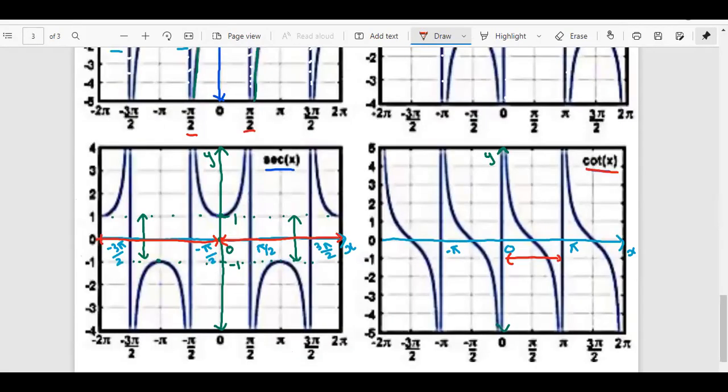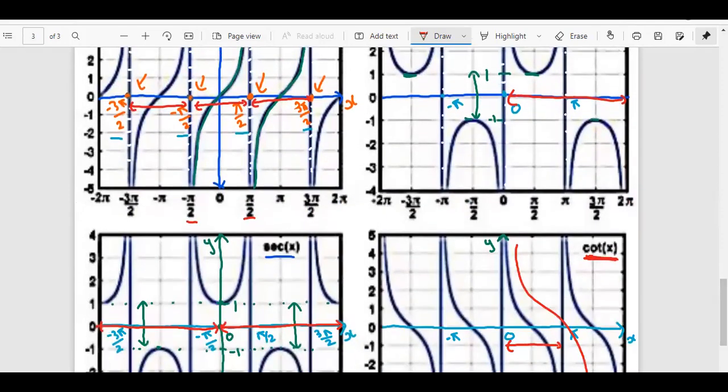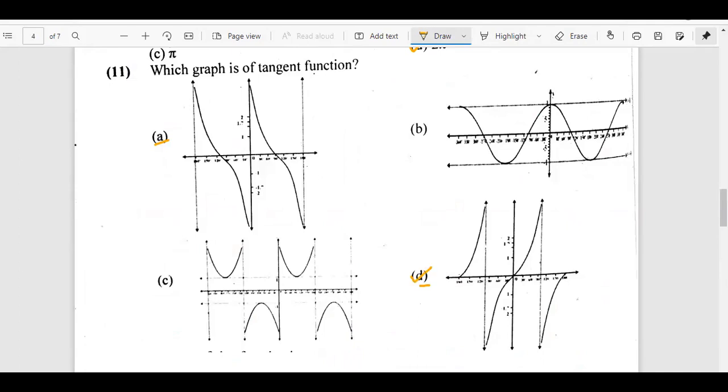So I'll show you. D is basically for cot, okay? For D, the range is going, the bar is going this way. And when we talk about tan, it's going this way. So this is the difference which you need to understand, right? Yes. So you were right initially. The answer is going to be D.